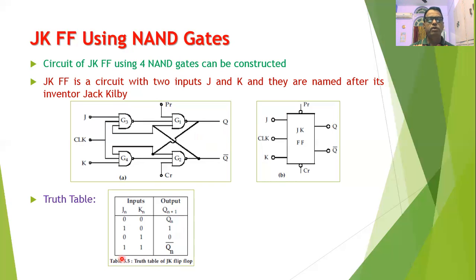And when J is equal to 1 and K is equal to 1, then the output will get continuously toggled. That is, whenever we apply the clock pulse, if the initial output is 0, then it will become 1. And if the initial output is 1, then it will become 0. And therefore, this state is written as Qn plus 1 is equal to the complement of Qn.